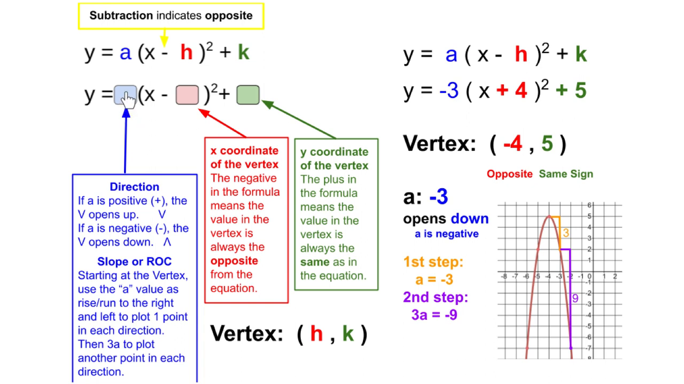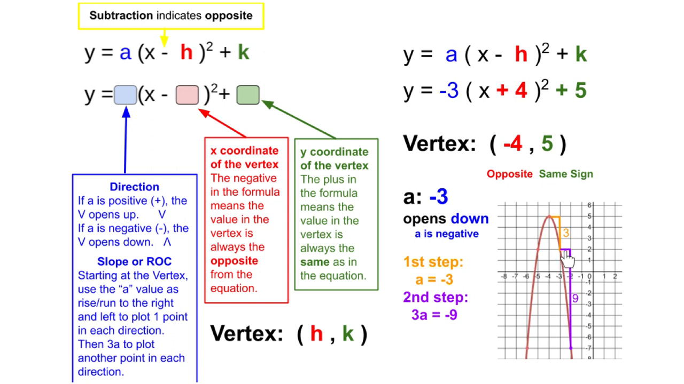And the a value, the number on the outside of our parentheses, tells us the direction, opening up or down. So in this example, it's -3. That means I'm opening down because of that negative. And it also talks about our slope or rate of change. And the first part of it is the same as absolute value. So whatever number you see here, that's your first step. That's going to be -3 over 1. That means, and it's negative in this case, so that's down 3, right 1. And I'm going to put that point right here in either direction. So down 3, right 1, down 3, left 1. That's your first point.